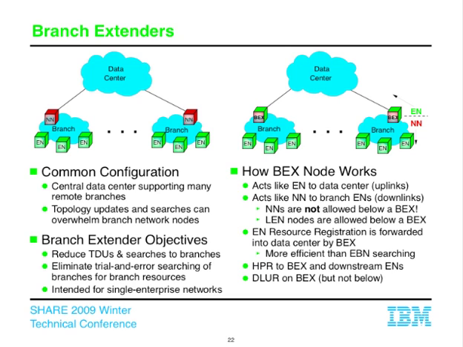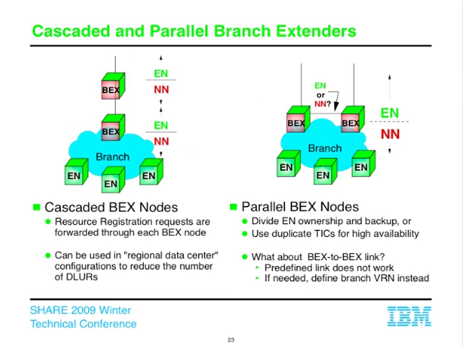But the best part was we can actually do HPR flows to the border, to the branch extender. We can also do HPR through the branch extender down to devices on the end nodes, assuming that they're LU62 type of devices. So we get the advantages of no topology, we get the advantage of automatic registration, so no trial and error searching, and the best part is that we also get HPR all the way down to these end nodes.